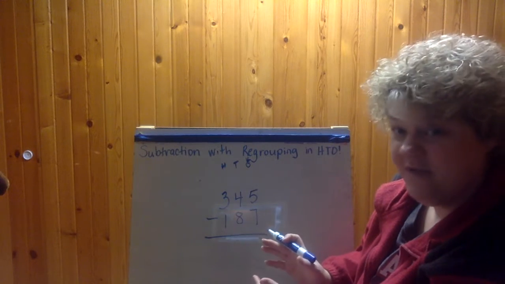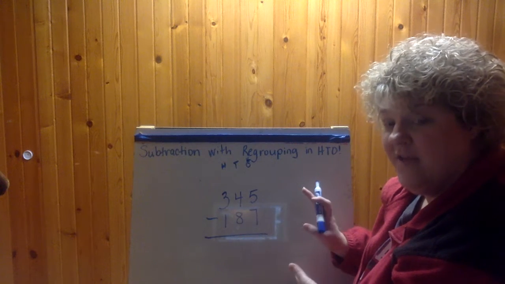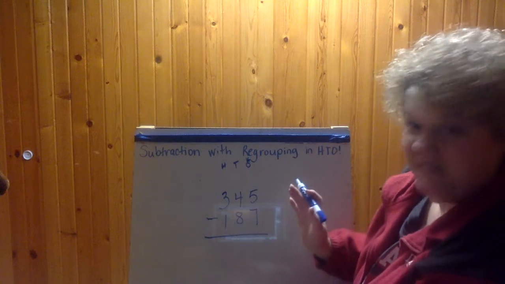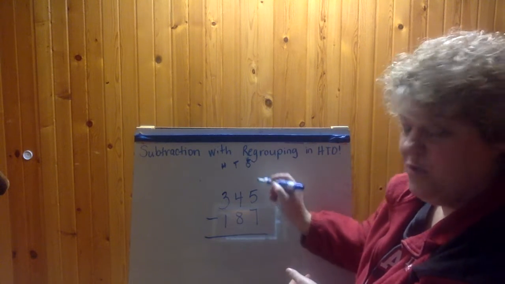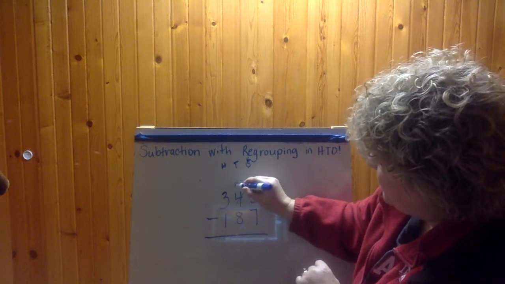Okay, hopefully you've done your math problem and everything is good to go. But now I want you to see if what you did matches what I'm doing. So 5 minus 7, that wasn't possible. So hopefully you went over to the ones place. You marked, or you took one group away and you made that a 3.